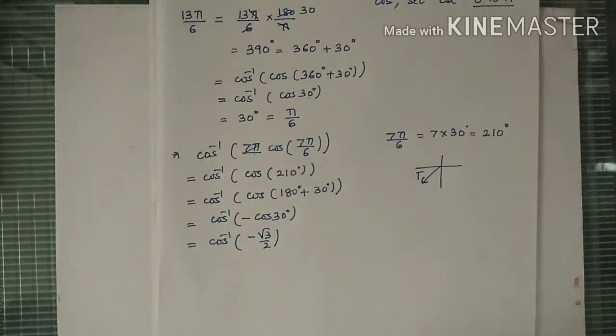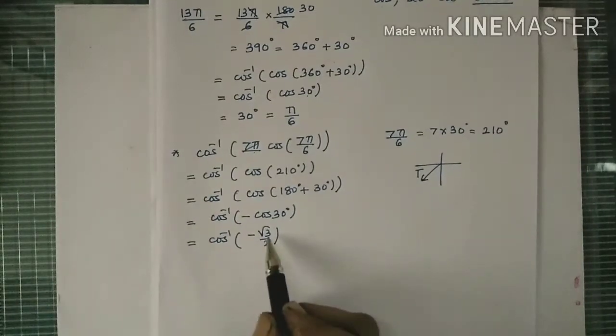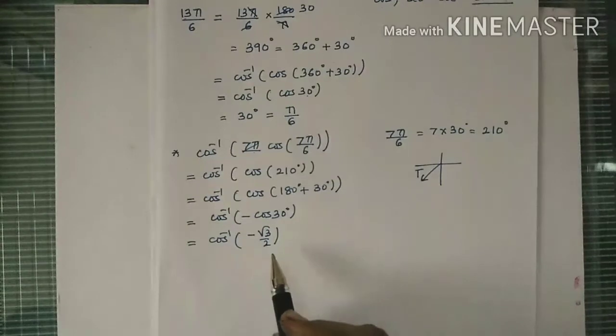Now let's revise what we have done in the previous video. In the previous video, we have learned how to find the value of cos inverse of a negative value. What was the method? There we used two steps. First step is we have to find the angle for which cos is root 3 by 2, neglecting the sign. So we take the positive sign root 3 by 2 and find the angle.